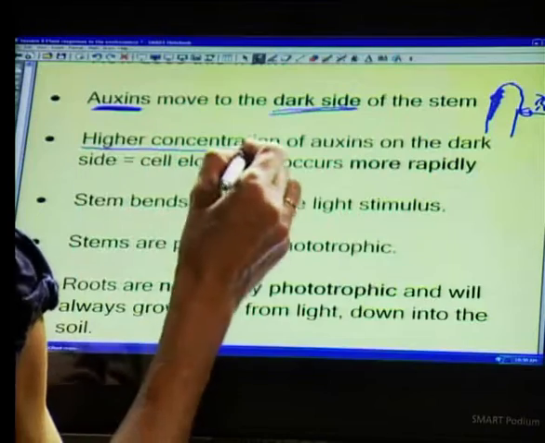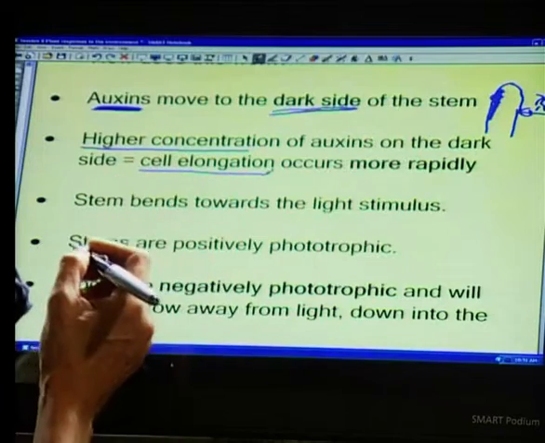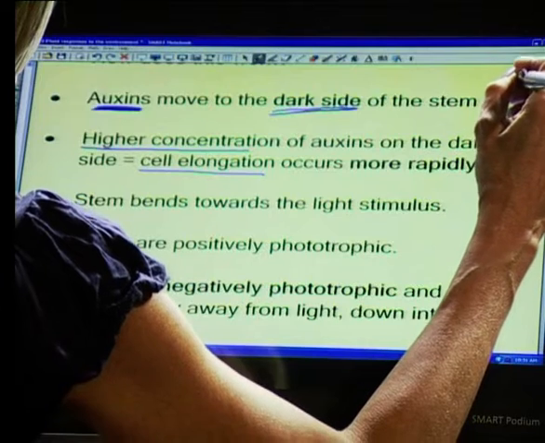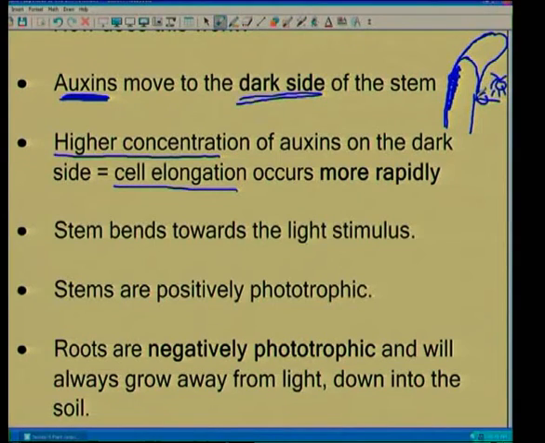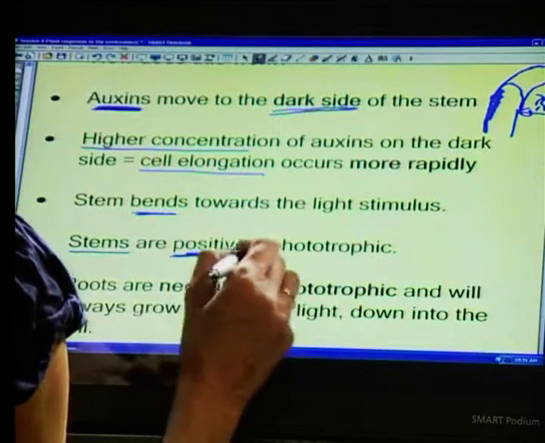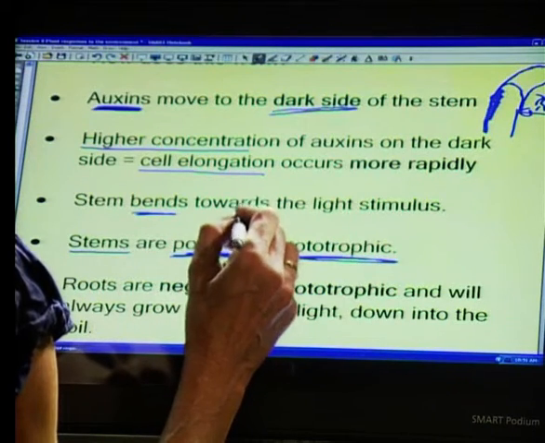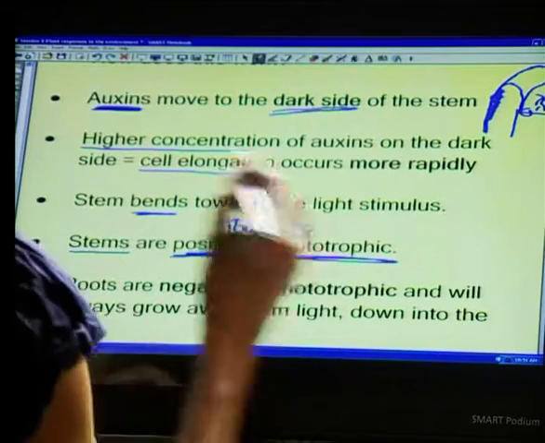If we have a higher concentration of auxins on the dark side, it causes cell elongation. So we're going to have more cell elongation this side. If all these cells are getting longer and longer, look what happens. It will now start to grow towards the light. So the stem bends towards the light stimulus. Because it's growing towards the light, we say stems are positively phototropic. They are positive, so they will grow towards the light. Always towards the light.